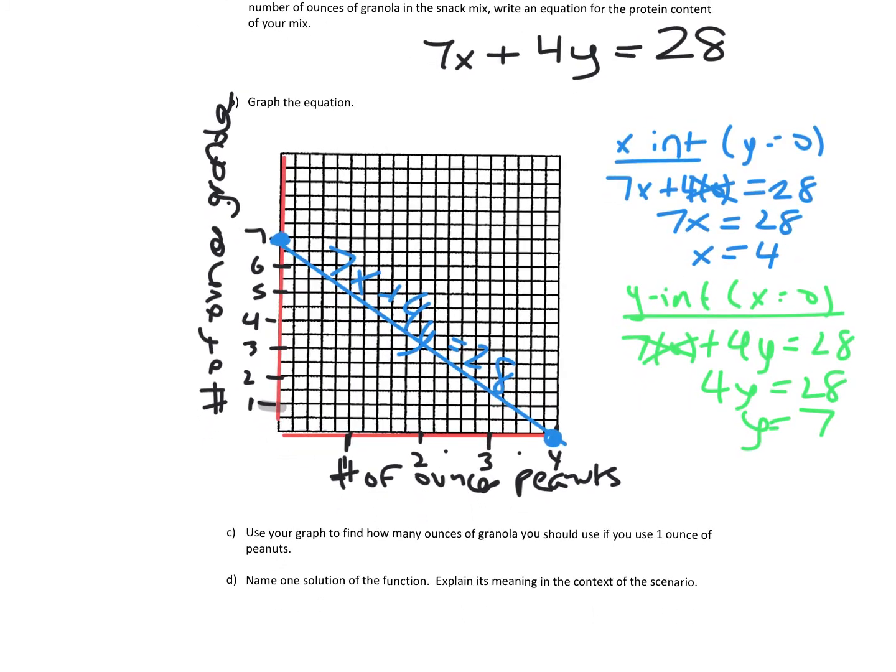Oh, and we have part C. Use your graph to find how many ounces of granola you should use if you should use 1 ounce of peanuts. So you're going to go to the graph, and actually the words should have said to approximate. So I'm going to go to the graph, I'm going to go to x is 1, and I'm going to see here, so we have about 5 ounces of granola for 1 ounce of peanuts. So again, I'm going to 1 for x, I'm seeing what the y value is. Okay, so that would be approximately, I'm going to write approximately 5 ounces of granola.